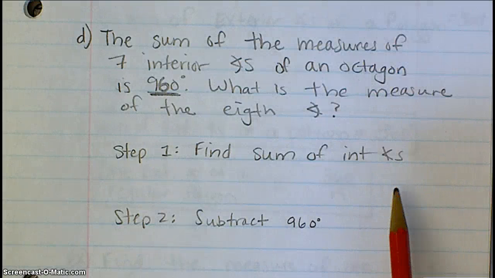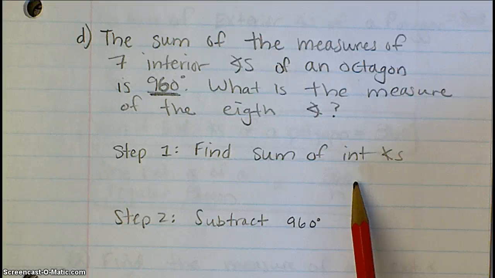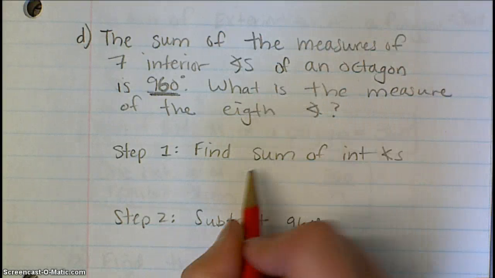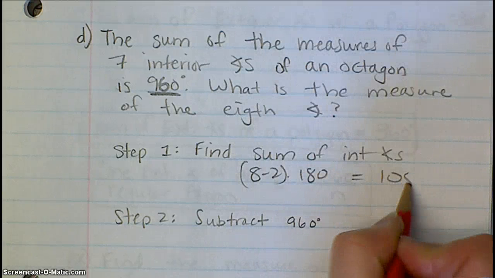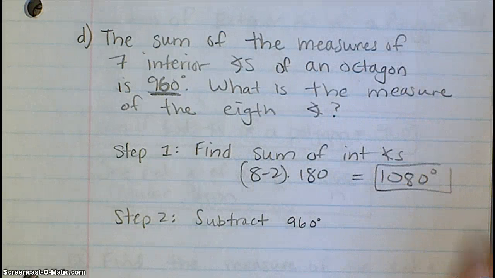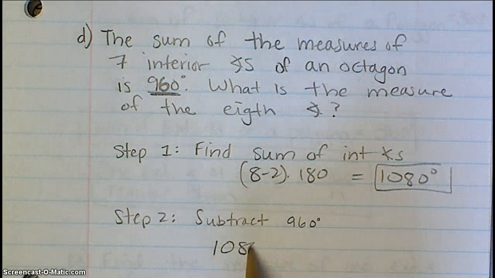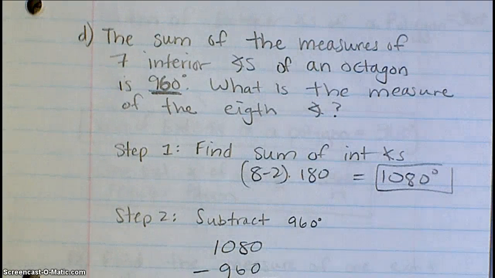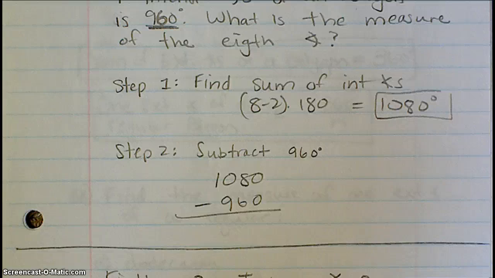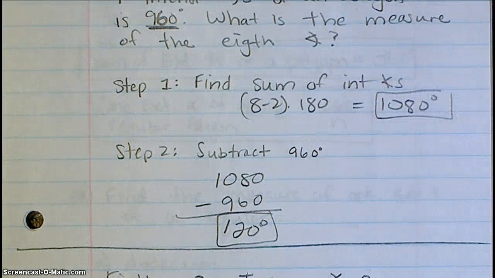Okay, first step is to find the sum of interior angles for an octagon. So we just did that. (8 minus 2) times 180 equals 1080, right? That's what they should add up to be. So I'm going to take my total minus what I have. That will leave me with my leftover 8th angle. So 120 degrees is the measure of angle 8.